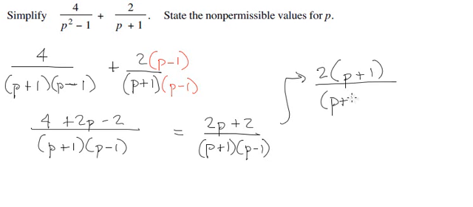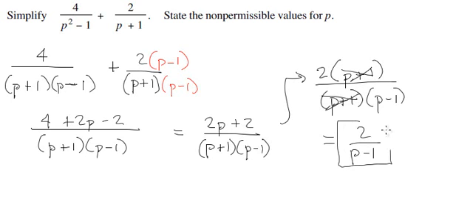But look at this. This is what we're always hoping will happen. You factor this, you get p plus 1, and now you can cancel it. Great. So now our simplified form, instead of having all this to it, it's simply 2 over p minus 1, which is a heck of a lot better. So that's our fully simplified version.